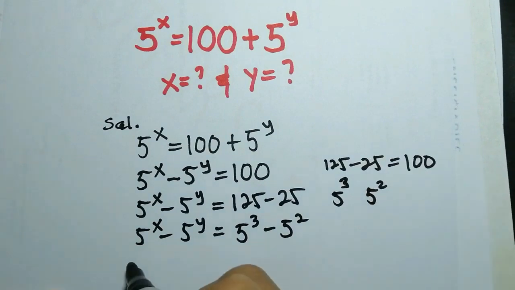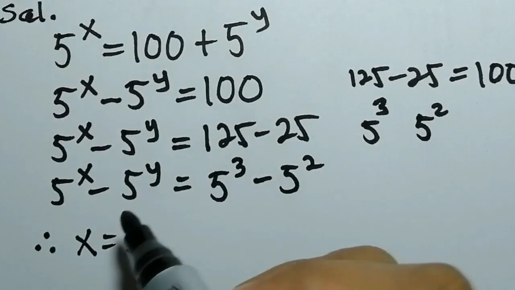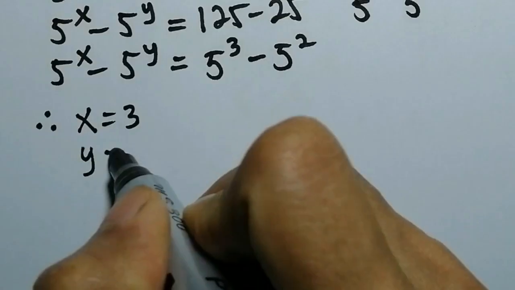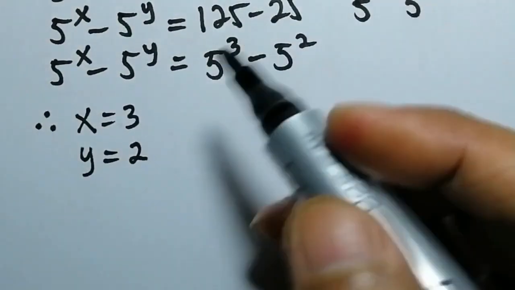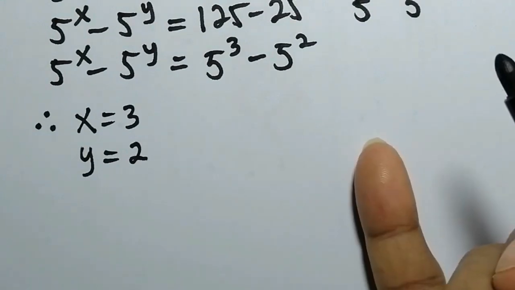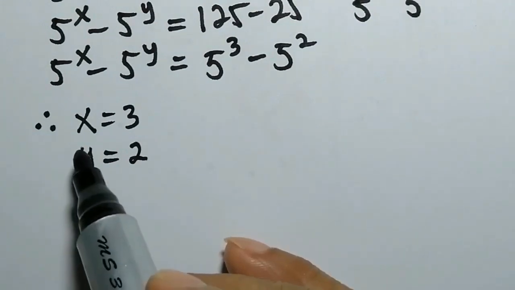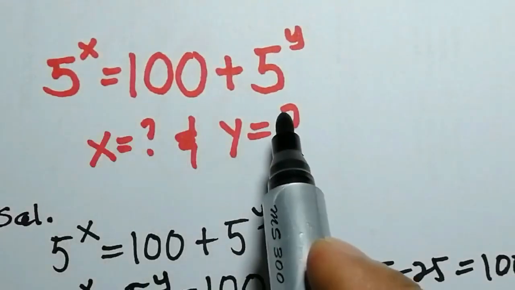Therefore, it's obvious that these are the values of x and y: x is equal to 3 and y is equal to 2. Since we already have the values of x and y, it's very easy. Now we are going to check if the values of x and y satisfy this equation.